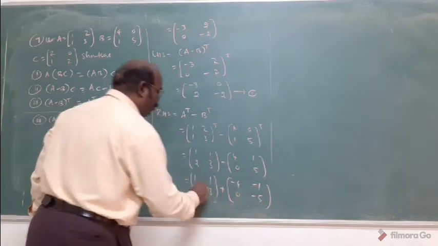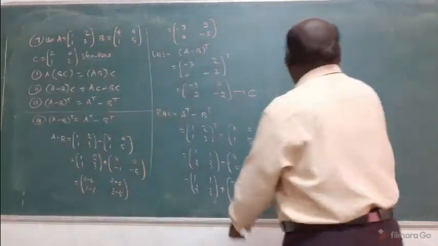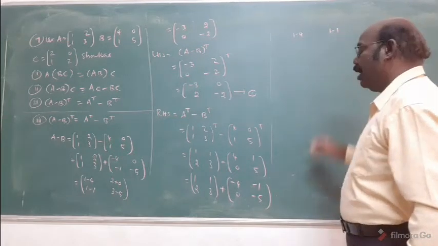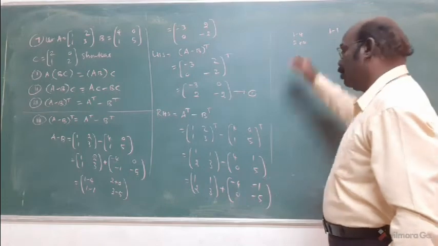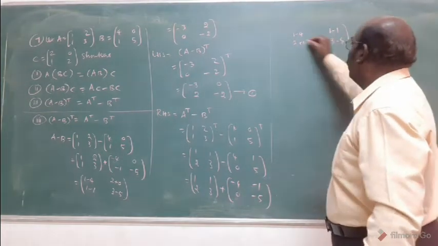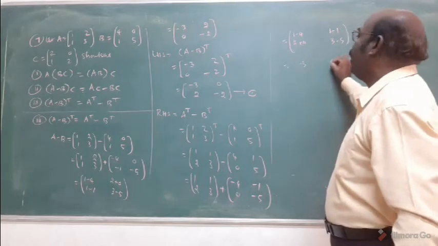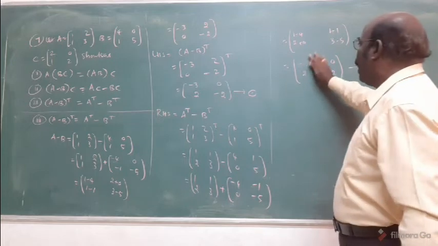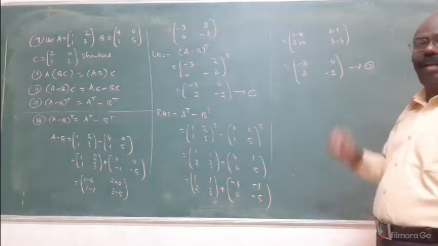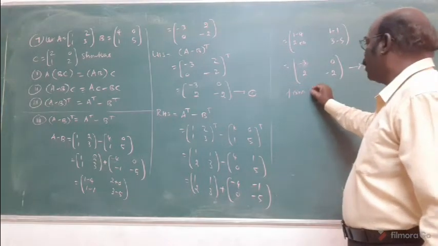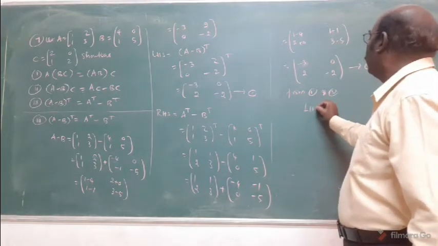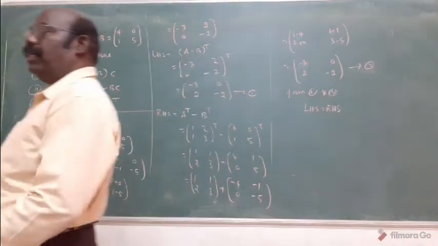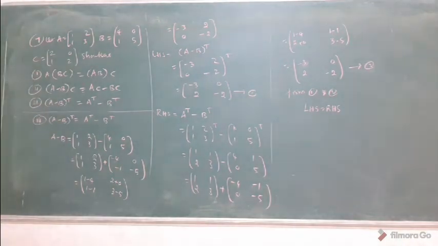Am I correct? Now the corresponding elements should be added. 1 minus 4. Next, 1 minus 1. Then 0, 2 plus 0, and 3 minus 5. Therefore, the answer is minus 3, 0, 2, minus 2. This is the second equation. So automatically, LHS and RHS will be equal. From 1 and 2, definitely both are also equal.